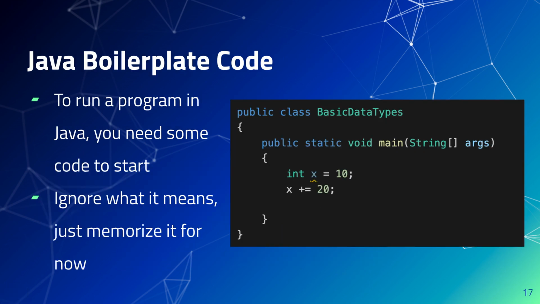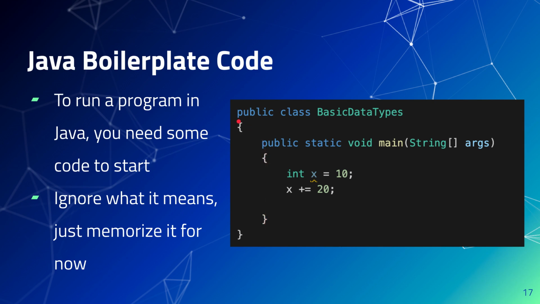So now that you've learned about variables and basic operations, you're going to practice writing some actual code. For Java to run a program, you need certain boilerplate code to start. This is what it looks like. You shouldn't worry about what any of this means right now, as it'll be covered in a future lesson. For now, you should just memorize the format of this.